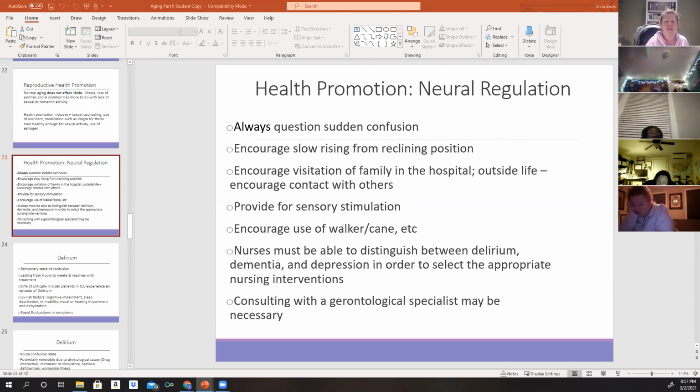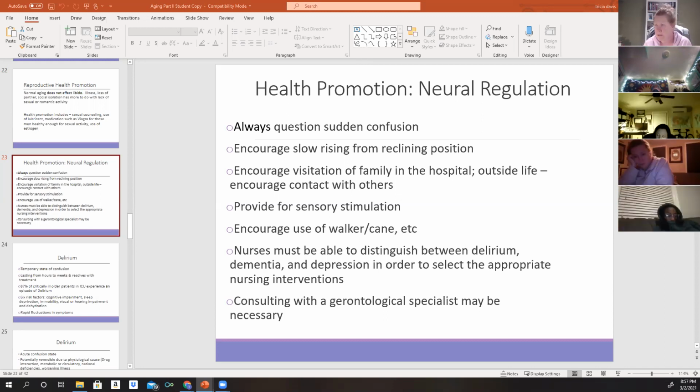You want to encourage visitation of family members in the hospital. This is hard now because we don't have visitors in the hospitals right now, but hopefully when we get back to more normal times, we'll be able to do that again. And then we want to encourage our patients to interact with others when they're not in the hospital. We want to provide for sensory stimulation, encourage the use of a walker or a cane if they need it, make sure that they have access to it, make sure that if they didn't come in with one and they need one, when they're discharged, they have one. So we would want to talk to PT or OT and make sure that it's covered by their insurance and make sure that they have one.